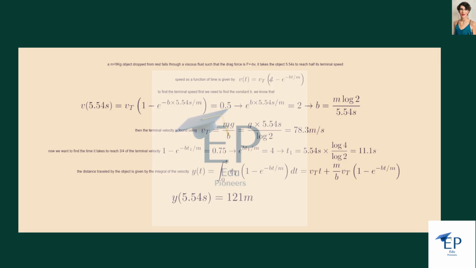Now, since we're falling through a viscous fluid, we know that the velocity of the object as a function of time is given by this, where this is the terminal velocity, times 1 minus the exponential of minus bt over m. m is mass, and b is just the drag constant of the fluid.